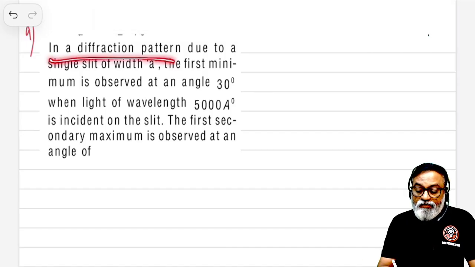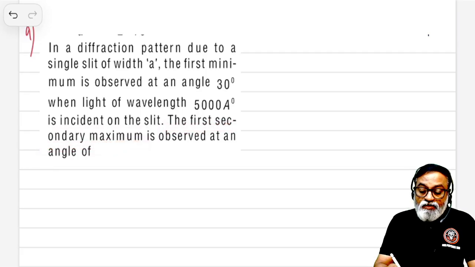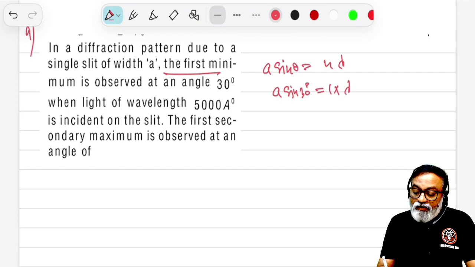In the diffraction pattern due to a single slit of width a, the first minimum is observed at an angle 30 degrees when light of wavelength 5000 angstroms is incident on the slit. Find the angular position of the first secondary maximum. See, for minimum, a sin theta is equal to n lambda. Here, first minimum means n is equal to 1. Therefore, a sin 30 degrees equal to 1 into lambda. a by 2 is equal to lambda. Therefore, a is equal to 2 lambda.